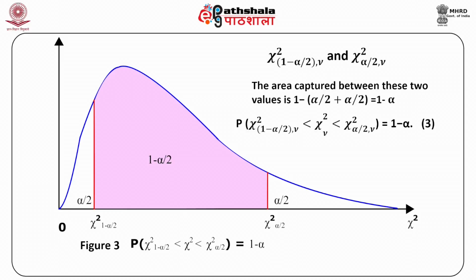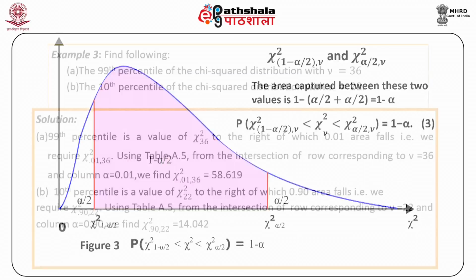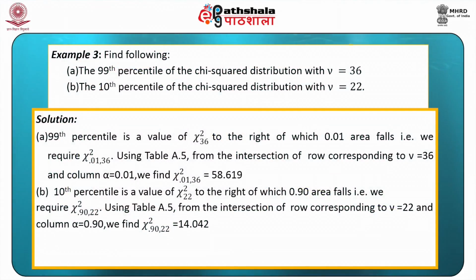So if you look at this figure 3, we have the middle area, which is equal to 1 minus alpha. We have alpha by 2 in the upper tail, and we now have alpha by 2 in the lower tail. Similarly, you can have example 3 where you find the 99th percentile of the chi-square distribution with degrees of freedom 36, or the 10th percentile of the chi-square distribution with degrees of freedom 22. We have provided this solution in the text. You can refer to that or do it as an exercise for yourself.